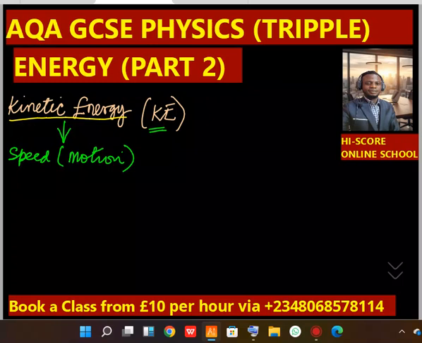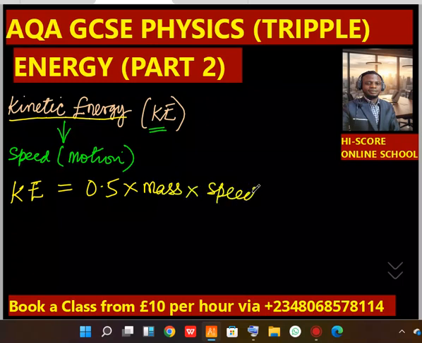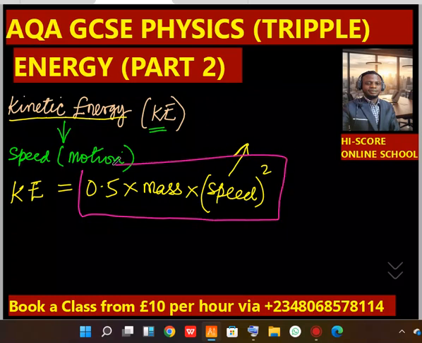And mathematically the formula is kinetic energy is always equal to 1 over 2, 0.5, multiplied by the mass multiplied by the speed squared, the speed all squared. Hence, the higher the speed, the higher the kinetic energy of that body. For example, a moving vehicle. So this is the formula for kinetic energy of a body.